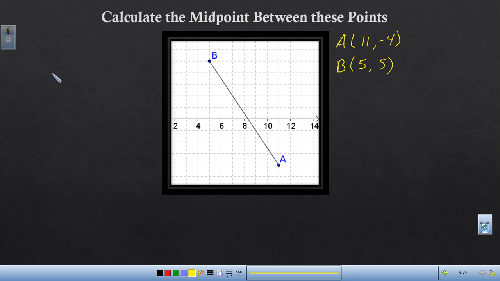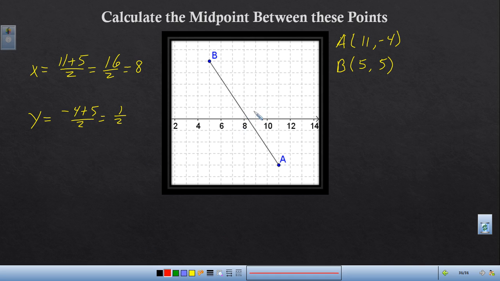Okay, so we're going to do the x's first. So the x coordinate is going to be 11 plus 5 divided by 2. That's 16 over 2, which is 8 units. So 8 units is going to be our halfway point for x. Our y is going to be -4 plus 5 over 2. That's 1/2, or 0.5. If we look, we have a point, I'll put it in red so it's easier to see, right here, which is 1/2 of a unit up from the axis and 8 units over from 0. So our ordered pair, our midpoint, is 8, 1/2, or 8, 0.5 if you prefer.